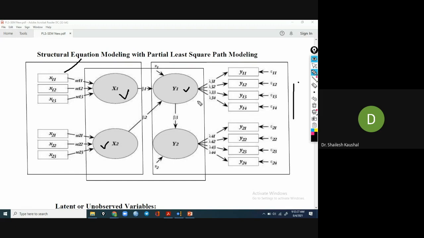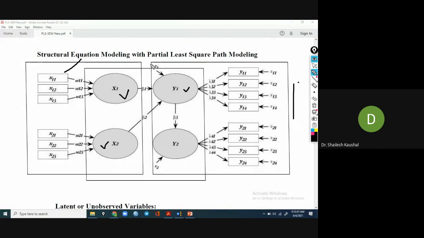So when the arrow goes from the oval shape to the rectangle, it is reflective, and when it goes from the rectangle to the oval shape, it is formative, because they are forming this construct. Now when we find the relationship only between x1, x2 and their own indicator variables, it is the outer model, or the measurement model. It is just the same as exploratory or confirmatory factor analysis.